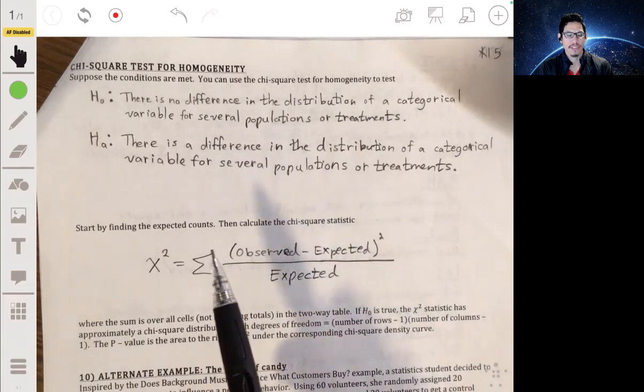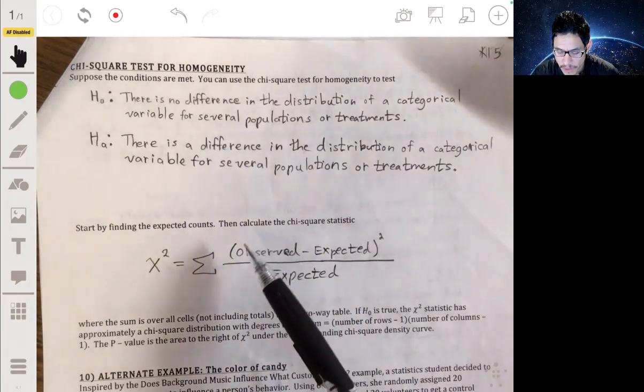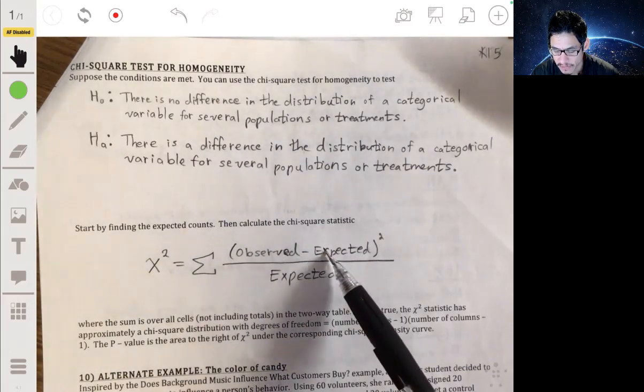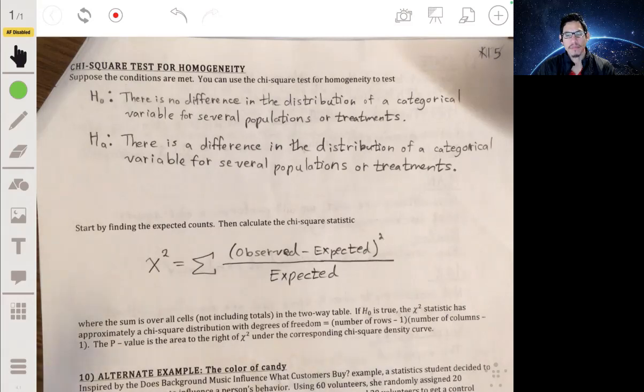So we're going to use the same equation for the chi-square statistic, where it'll be equal to the sum of the observed values minus the expected values squared all over the expected values. And then we look for the probability of getting a chi-square statistic greater than this in a chi-square distribution with degrees of freedom equal to the number of rows minus 1 times the number of columns minus 1. So that's really the only difference you have to keep in mind. Okay, so let's go through this example here.